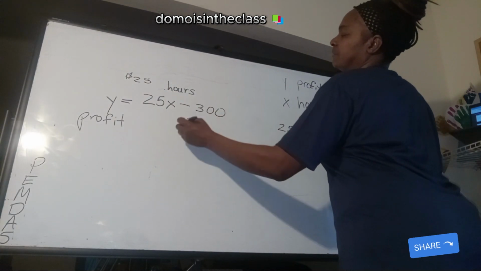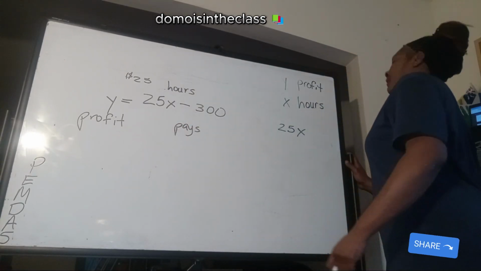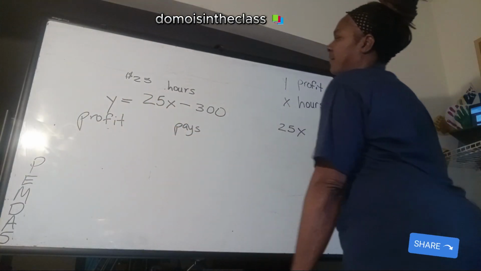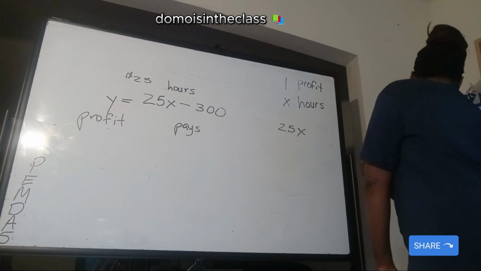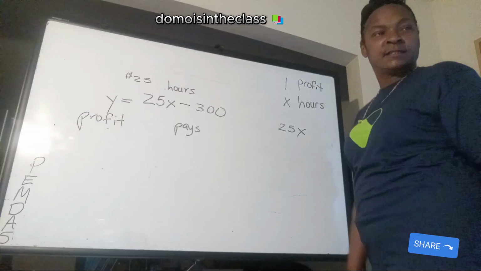300 means, subtract means you gave out. And she paid 300. And after she did that, whatever was left is going to be her profit. So that means D is going to be our only choice, which is y equals 25x, take away 300.